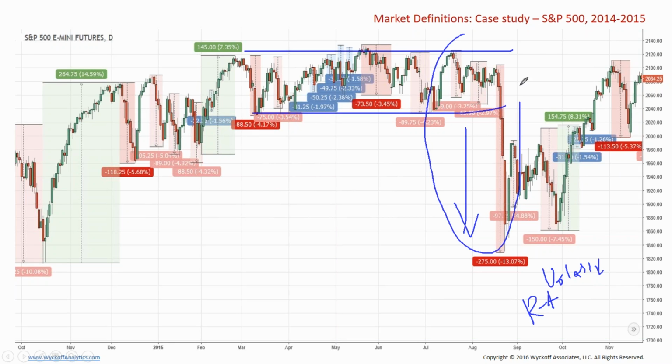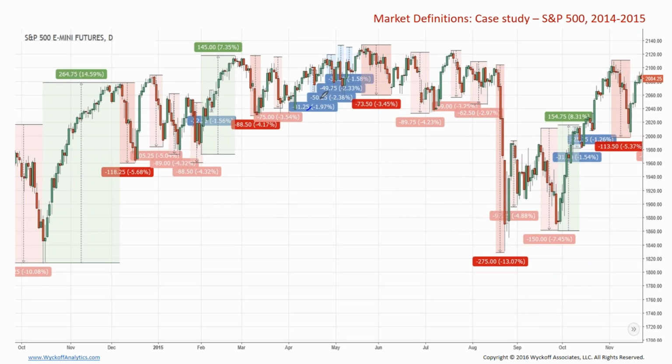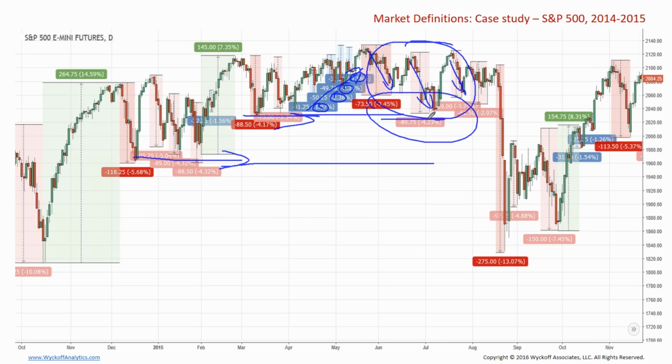Obviously, there is a distribution pattern right here, and we could observe how, from healthy reactions even here on the way up, from, let's say, 2% to 2.4, 2.3, 1.5, we are starting to see reactions that are actually much larger than that. So volatility increases, suggesting that we're going to see some kind of lower prices, to these two areas right here, at least.